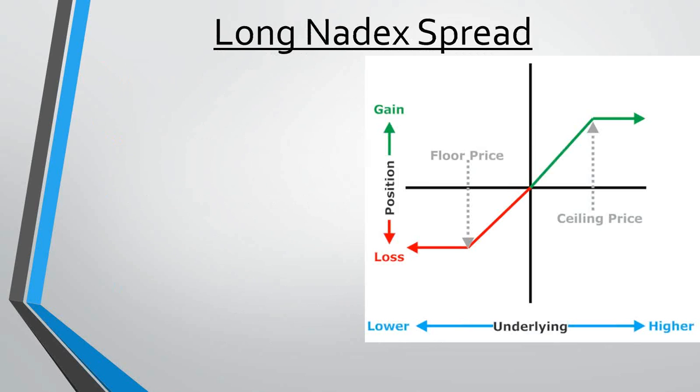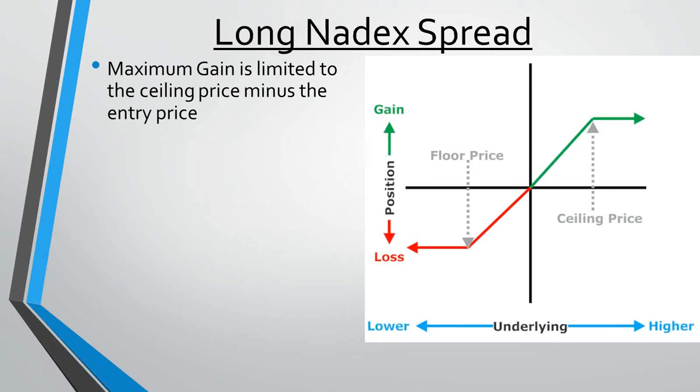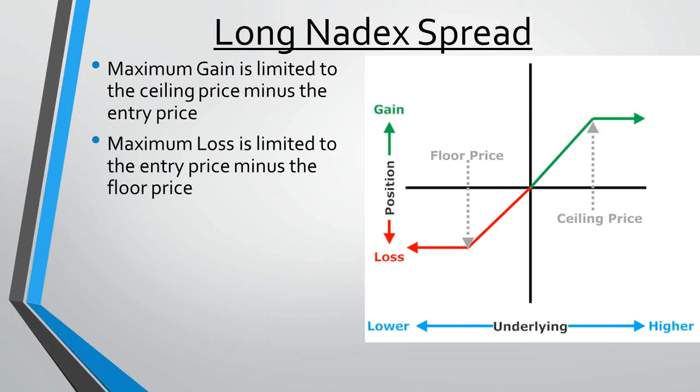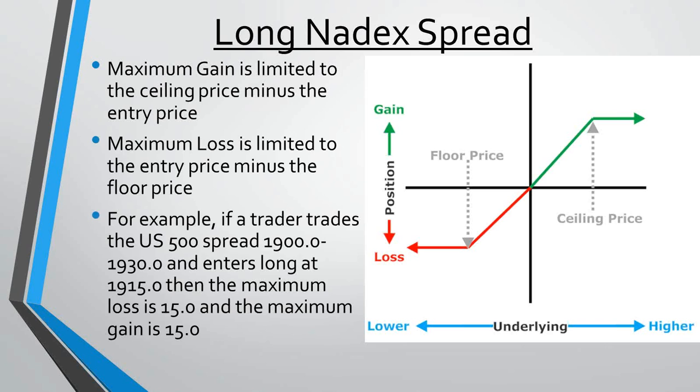So let's take a look at what a long Nadex spread would look like. As we mentioned, the maximum gain is limited to the ceiling price minus the entry price, and the maximum loss is limited to the entry price minus the floor price. For example, if a trader trades the US 500 spread 1900 to 1930, 1900 being the floor, 1930 being the ceiling, and enters long at 1915, then the maximum loss is 15 and the maximum gain is 15. Again, the gain is the ceiling price minus the entry price, and the loss is the entry price minus the floor price. And this is what the long Nadex spread graph would look like.